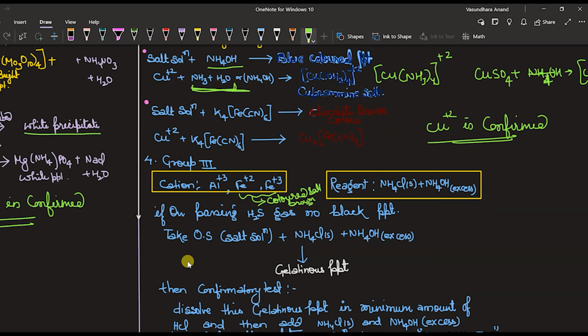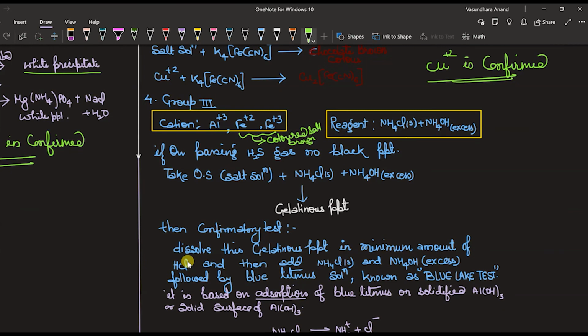Okay, so how will we do group 3? Fine, the reagent is there. On passing H2S gas, if there is no black PPT for lead and copper, and no yellow PPT for cadmium and arsenic, then we go for the next step. Take the original salt solution, add solid ammonium chloride, and add ammonium hydroxide in excess, so you will get the gelatinous PPT. This gelatinous PPT looks like Vaseline added in water, shiny and whitish.